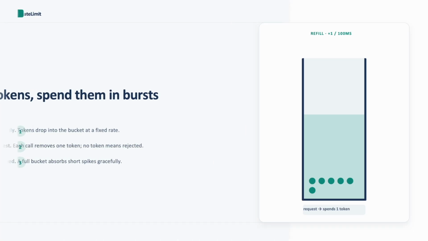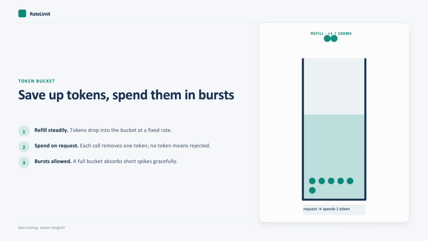Token bucket is one of the most widely used rate limiting algorithms. Tokens are added to a bucket at a fixed rate, and every request consumes one token. If tokens are available, the request is allowed. If the bucket is empty, it's rejected. Because unused tokens accumulate, the algorithm can handle short bursts of traffic while still enforcing an average request rate.